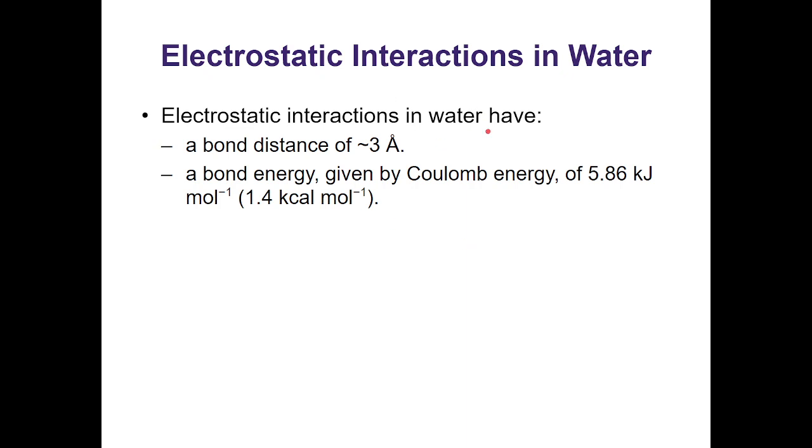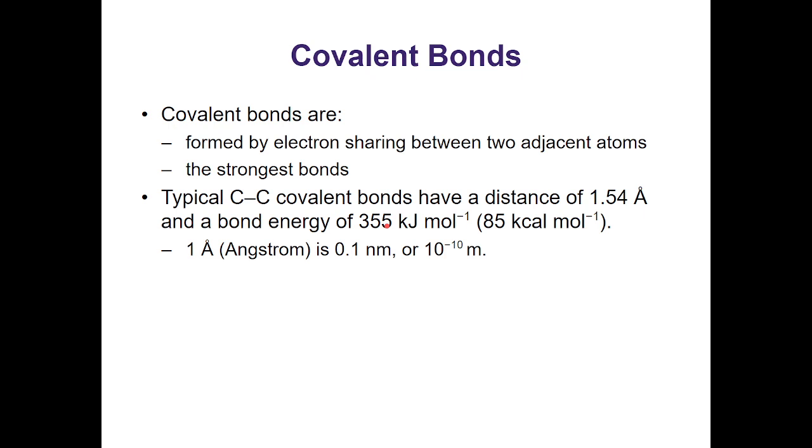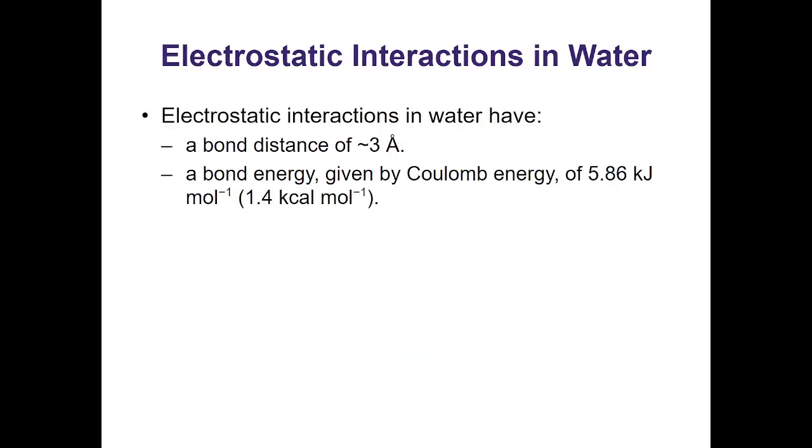So let's talk about some electrostatic interactions in water. Typically, these electrostatic interactions will have a bond distance of approximately 3 angstroms. This gives you a pretty good idea that we're talking about a lot less energy and a lot looser of a connection, right? Keep in mind this is in water, though. The bond energy, given by the Coulomb energy, is 5.86 kilojoules per mole. Notice that difference versus our carbon-carbon connections. Not quite a factor of 100, but pretty close, isn't it? Again, keep in mind that these are the electrostatic interactions in water. This would be very different if this is a salt.